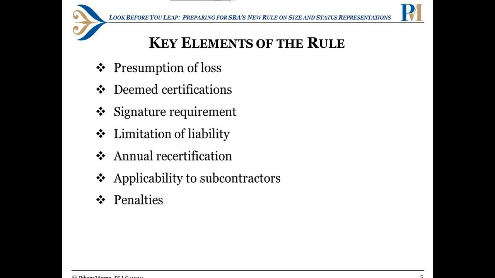In addition to the presumption of loss provision, which is where this rule gets its name, there are several other key aspects of the rule. We're going to run through each of them with you during this first half of the presentation. There are provisions regarding deemed certifications, signature requirement, that's new, limitation of liability provisions, annual recertification requirement. There are aspects of the rule that address applicability to subcontractors, and then there are also the penalties.